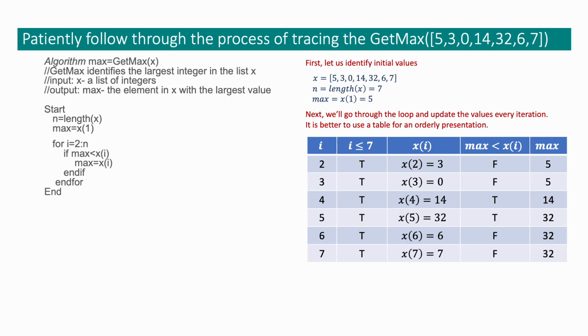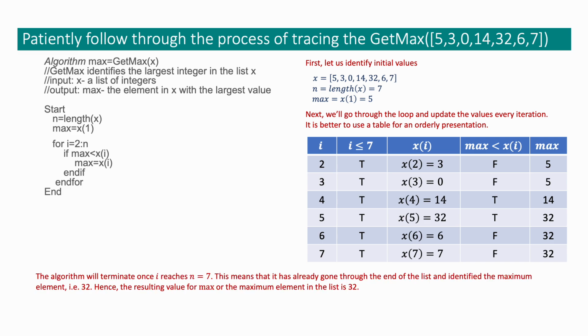Then we have I equal to 7. We are now at the end of the list. So x of I is 7, which is still smaller than max. So again, we skip the if-then statement. Now, this is the end of the loop since the allowed values for I are only from 2 to n, or 2 to 7. So the algorithm terminates at this point.